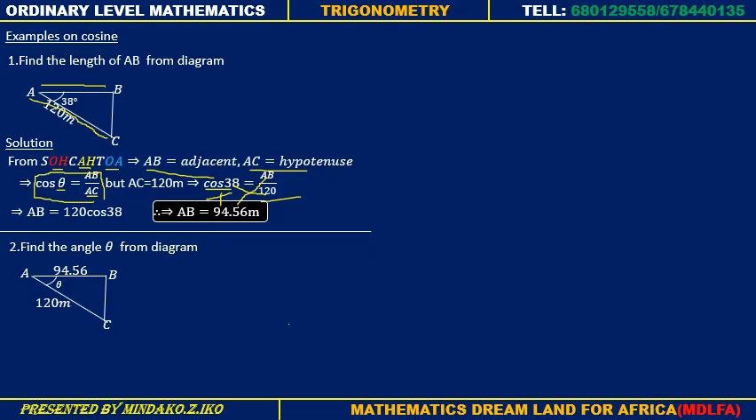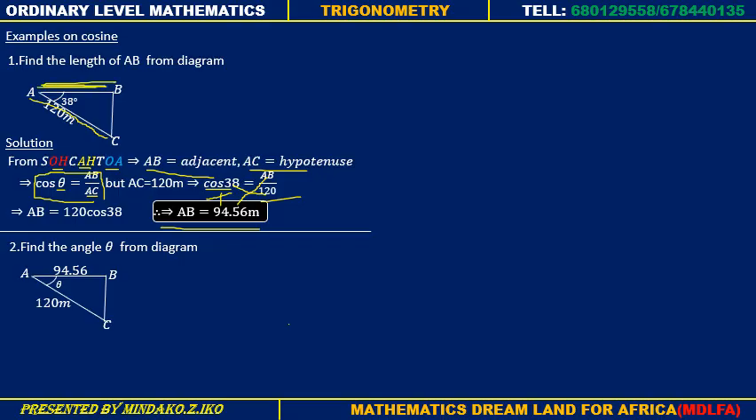Now look at this. The reason why I decided to choose this other case here is because we solved this. You notice that our answer here is 94.56, and we were actually looking for the length AB. So this is the length AB in this other triangle here.